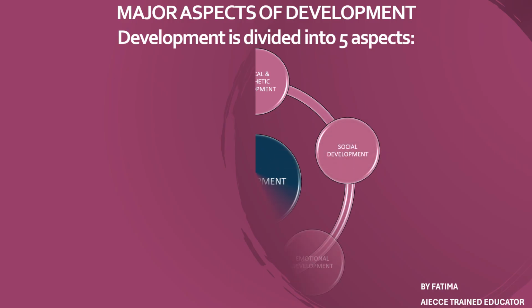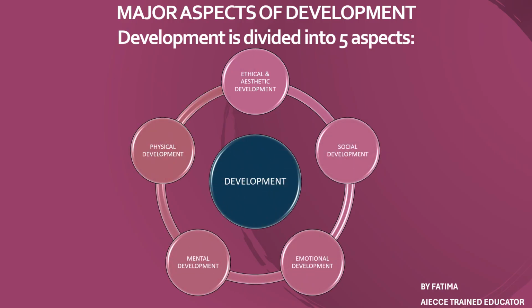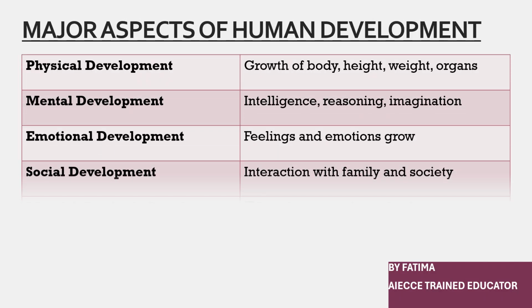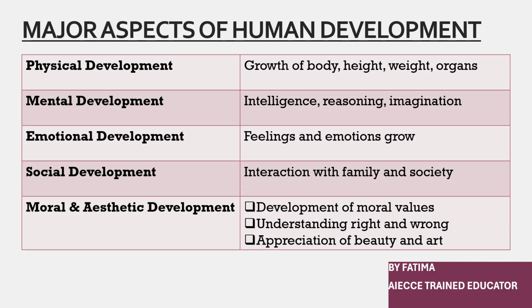Now let's understand the main aspects. There are five aspects: physical development, mental development, emotional development, social development, and moral and aesthetic development. In every stage, all aspects develop, but their importance changes. Let's connect them clearly. Like in infancy stage, what can a newborn baby do? Very little, right? But slowly everything starts developing.